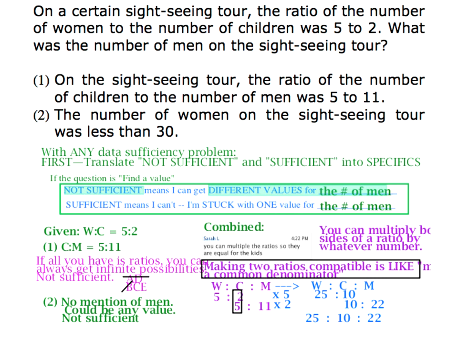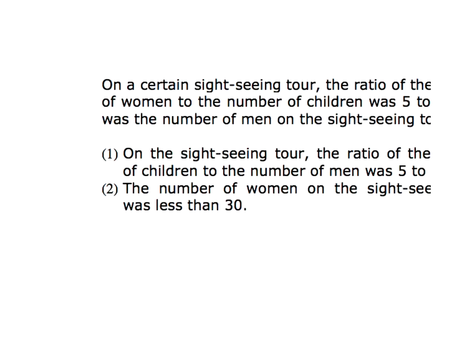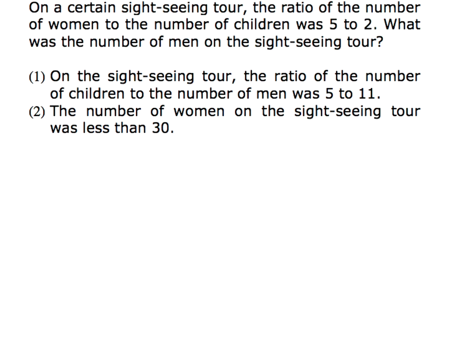Yeah, you have to use the condition that women are less than 30. So how do you do this in general when there are whole numbers? Let's go ahead and take this onto another page just so that we have room to discuss. So, new page. There's your problem. Remember, we're looking at the two statements together. What we just discovered is that women to children to men is 25 to 10 to 22.